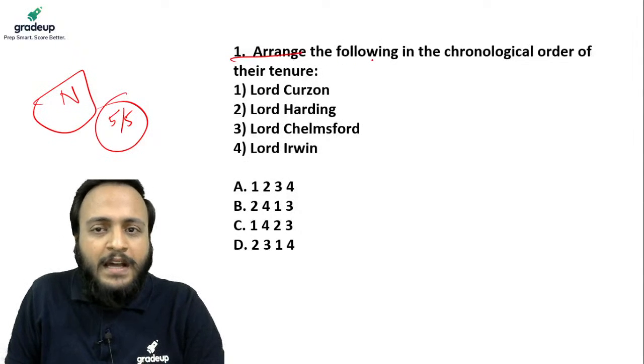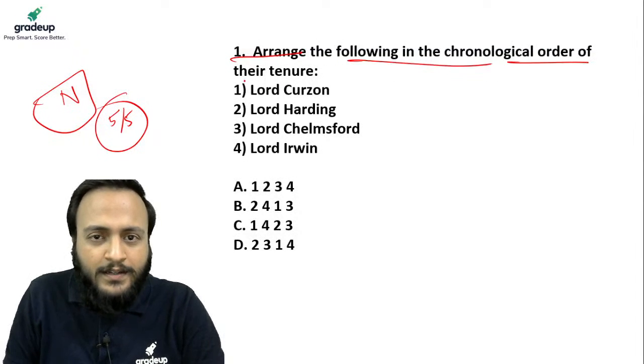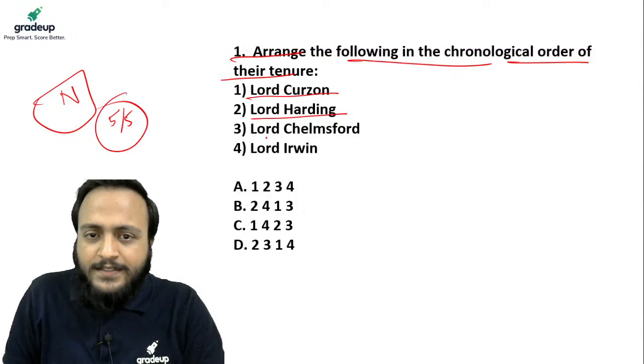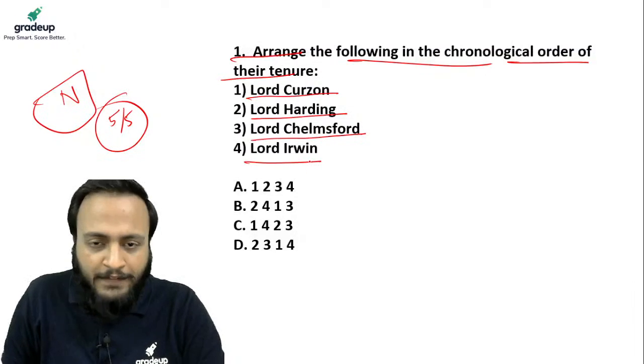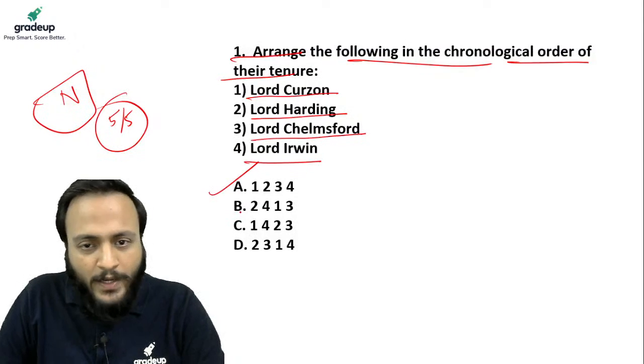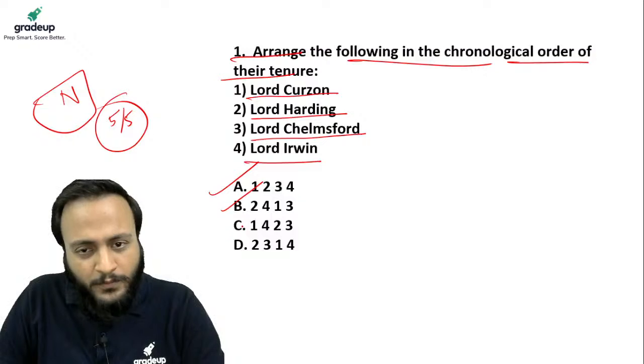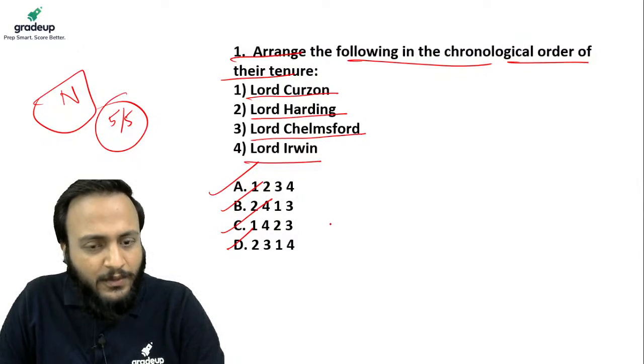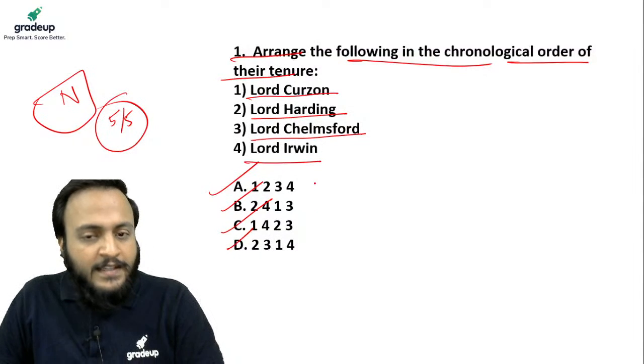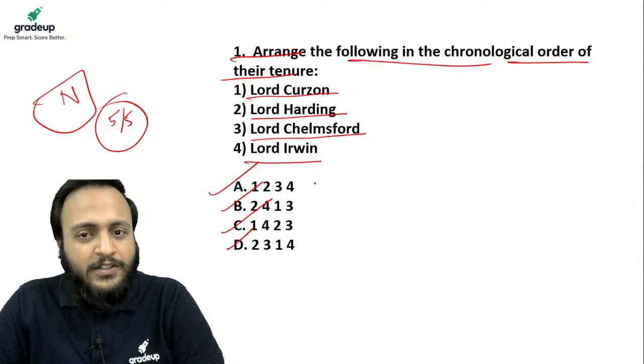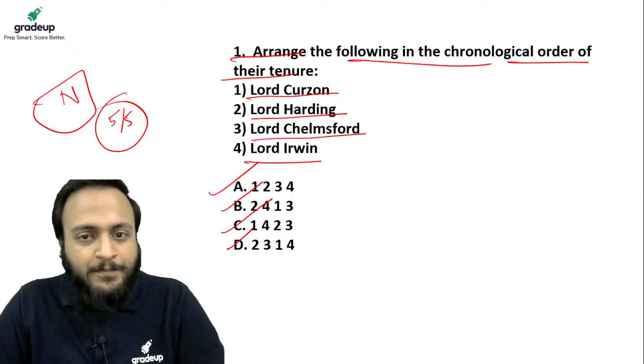First question: arrange the following in the chronological order of their tenure. Lord Curzon, Lord Hardinge, Lord Chelmsford, Lord Irwin. Options: A, 1 2 3 4; B, 2 4 1 3; C, 1 4 2 3; and D, 2 3 1 4.